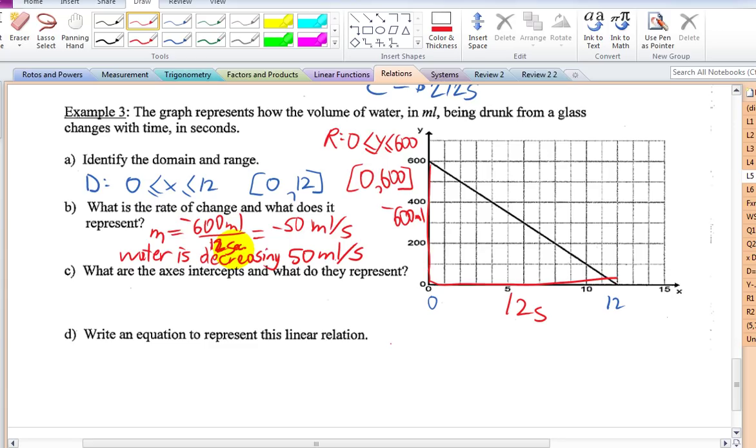So what are the axis-intercepts? What does it mean? So what's the y-intercept? What does it mean? What's the x-intercept? What does it mean? And then writing an equation. The equation would be y equals mx plus b. You found the slope. You know the intercept from the graph. So, super easy equation. What is it?